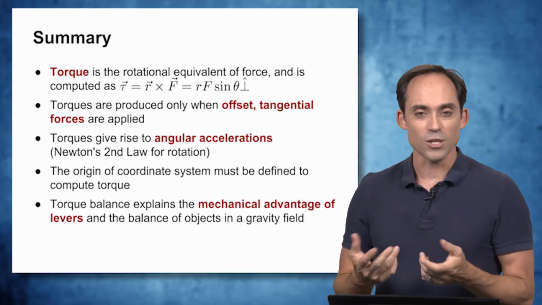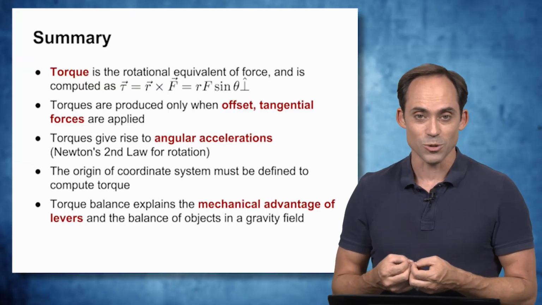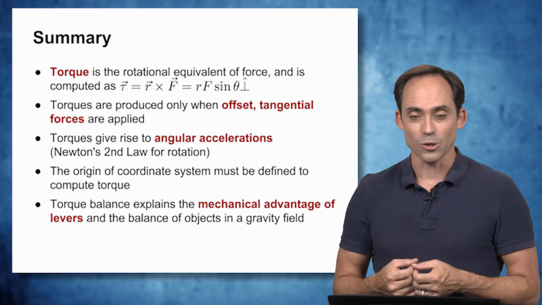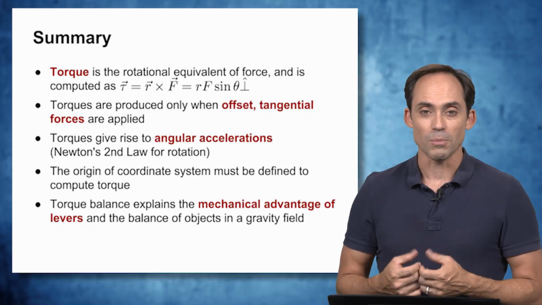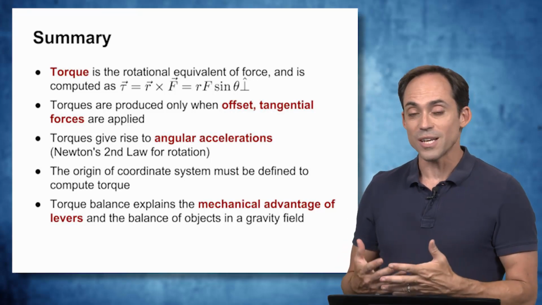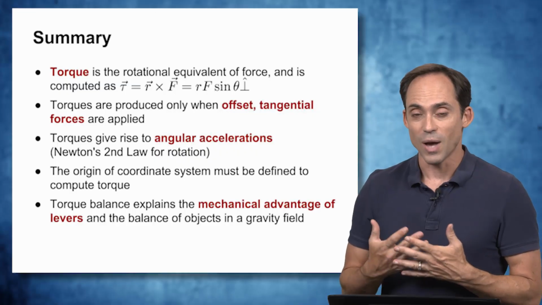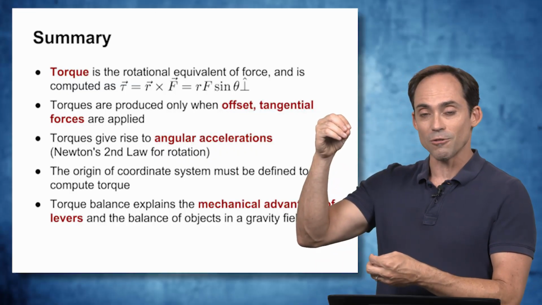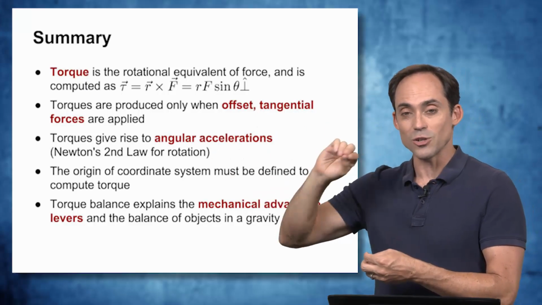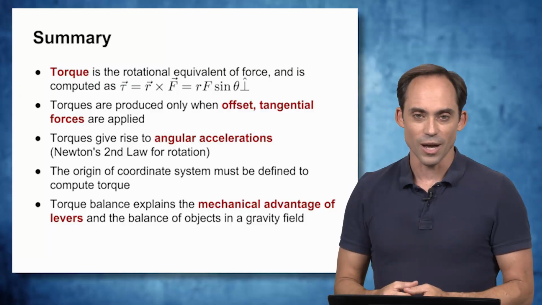And of course, when you have a cross product, that's just the magnitudes of the vectors times the sine of the angle between them. And then the resulting torque vector points in the perpendicular direction, and that direction is determined by the right-hand rule. The torques are only produced when there is an offset tangential force. That's where that cross product term comes in. You have to have some distance from the center of rotation and the force applying in a tangential direction, or some component of it, in order to have any net torque applied.